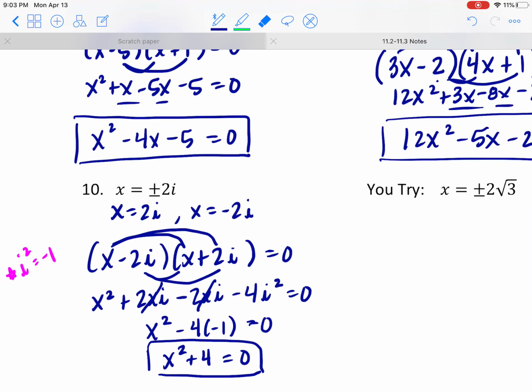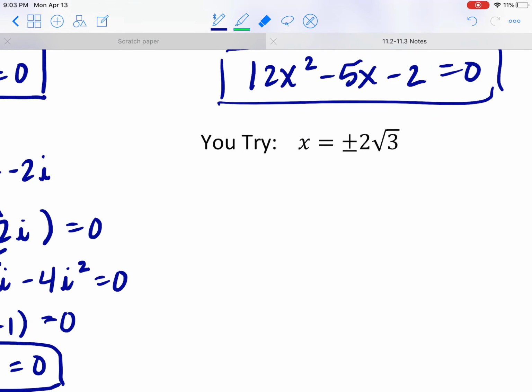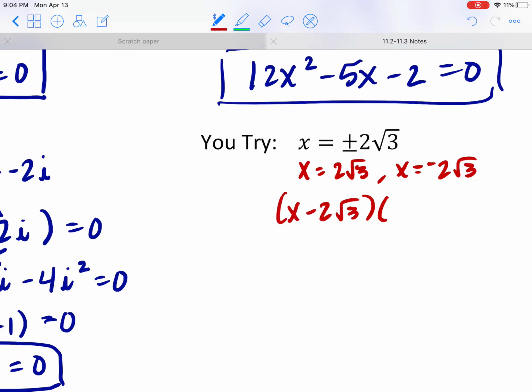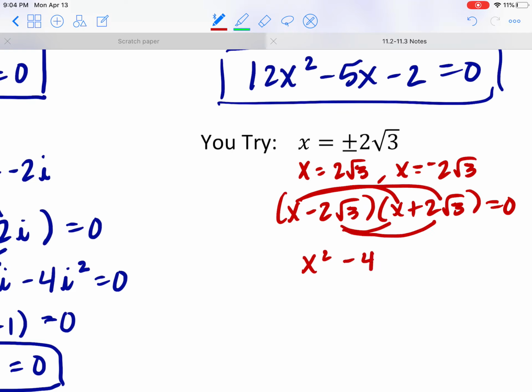All right, one for you to try. Again, kind of ugly, but works the same way. So if you want to give it a shot, go ahead. If you want to just work along with me here. This is saying that 2 radical 3 is an answer and negative 2 radical 3 is an answer. So we're going to put x minus 2 radical 3 and x plus 2 radical 3. So these are conjugates. Again, middle terms are going to cancel. So I just need the x and x to make an x squared. And then this is going to cancel with this.